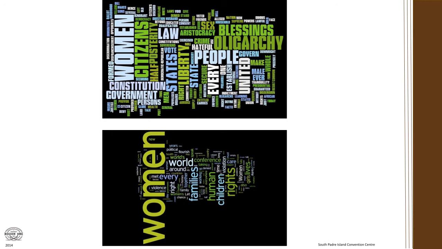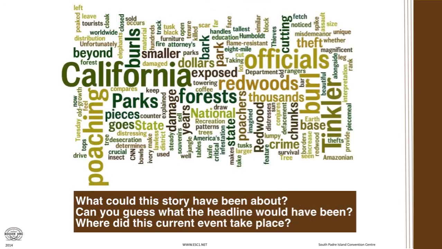Another example of using Wordle for higher order thinking skills is importing words into Wordle from a current event article. This particular article was taken off of the CNN website. Students are given this Wordle of words and they have to answer the 3 questions below. What could this story have been about? Can you guess what the headline would have been? And where did this current event take place? The students must use the vocabulary words in the Wordle to come up with the answers.